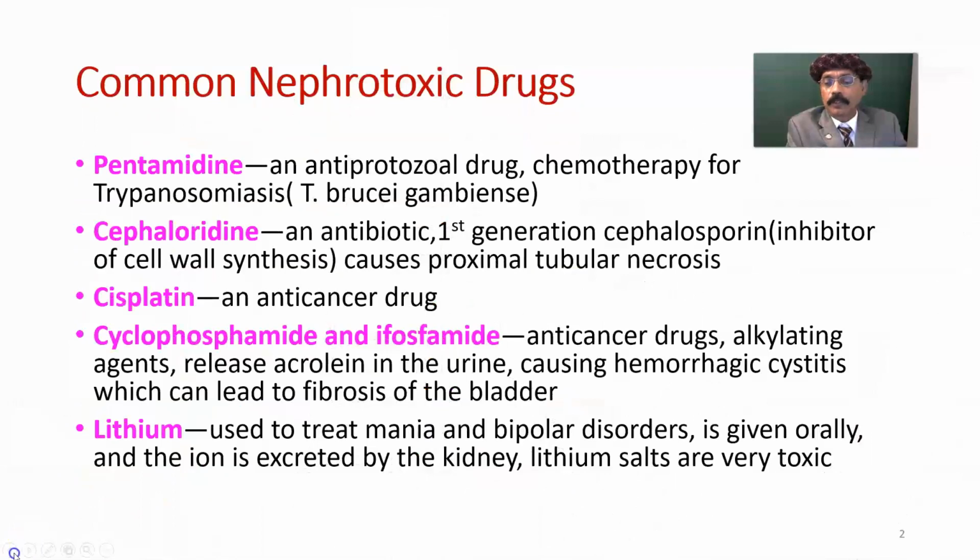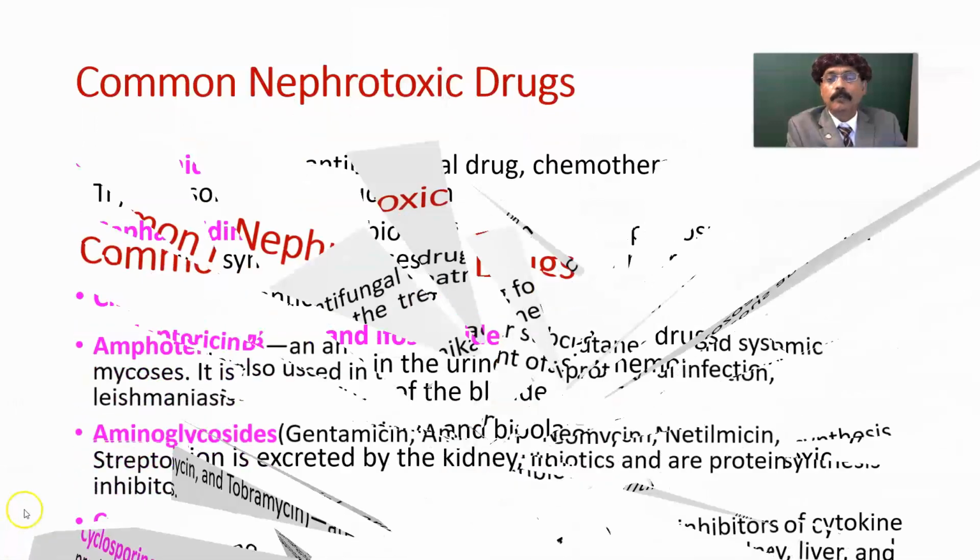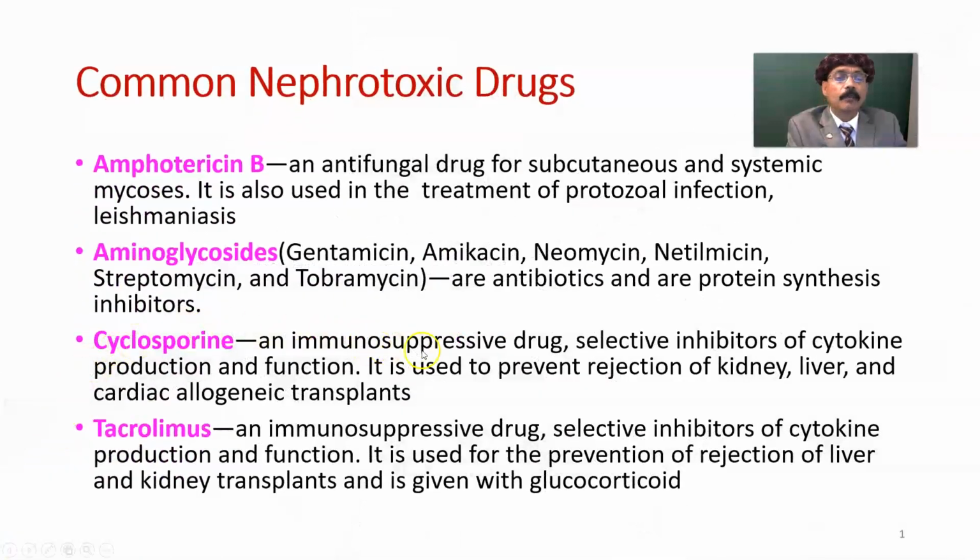Cyclosporin, an immunosuppressive drug, selective inhibitor of cytokine production and function. It is used to prevent rejection of kidney, liver, and cardiac allogenic transplants. So this is an immunosuppressive drug.